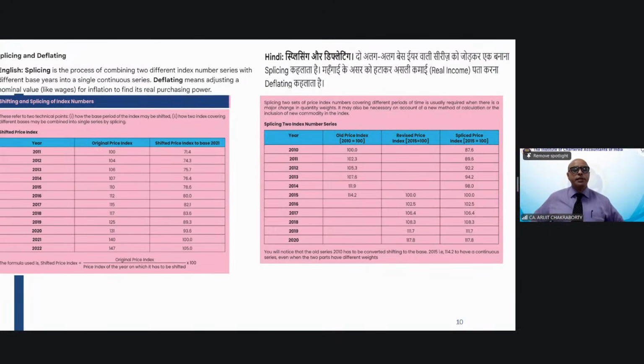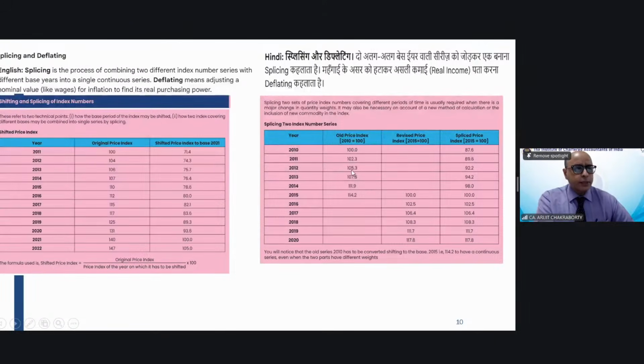So it may be necessary on account of a new method of calculation, and as a result, if there is a change in the weights, there may be a necessity to go for splicing. So in this example on the slide, we are on slide 10, you can see that the first column shows the year, and here 2010 was taken as the original old price index, that is, the old base year was taken as 2010. Accordingly, the price index was 100.